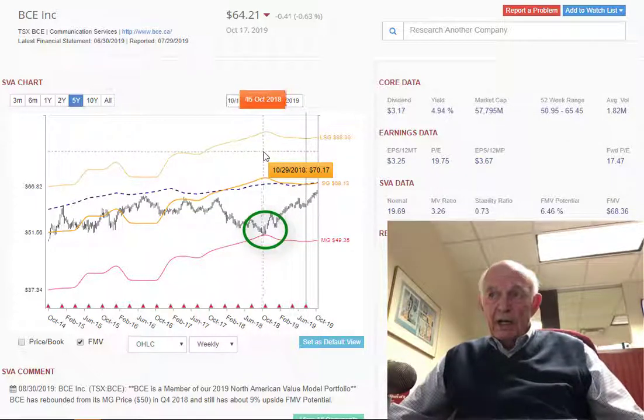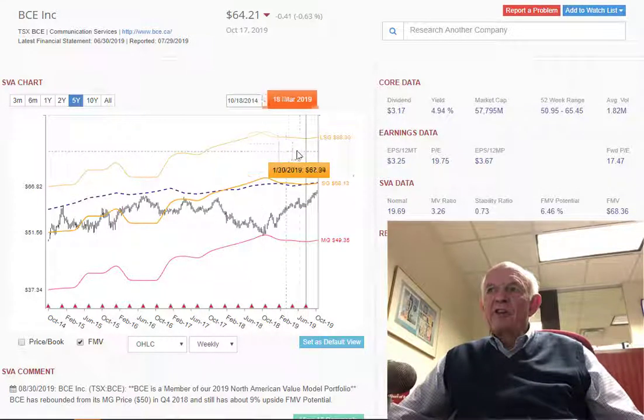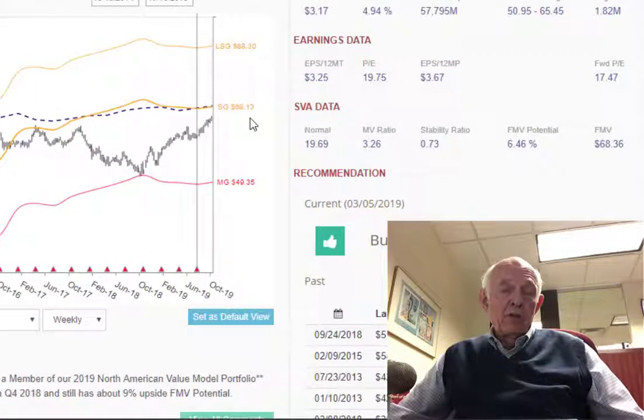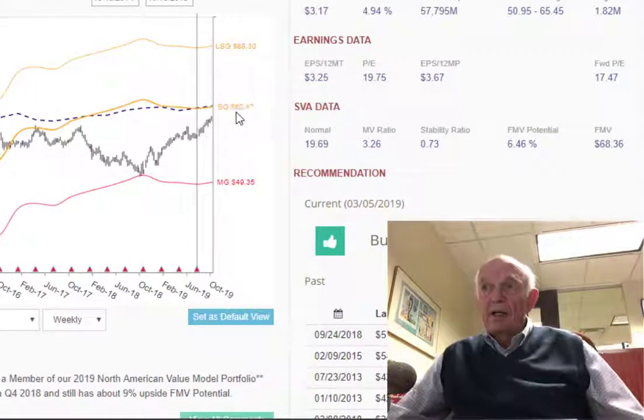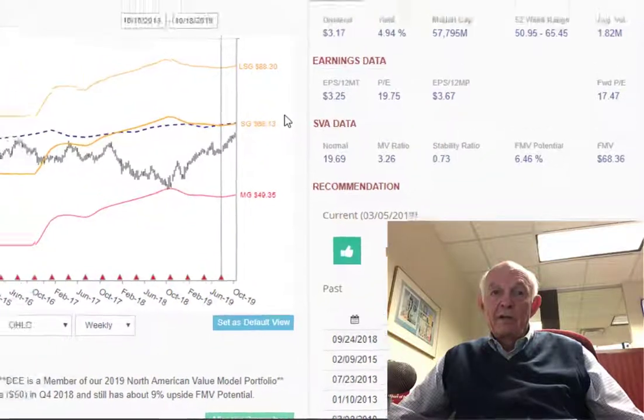This stock is and has been in our model portfolio for some time, and it's had a nice run. But look how close it is getting now to not only its super growth price, which is 3.5 times book value, as I think I've mentioned many times before, a very, very key level, but it's also getting very, very close to its fair market value. The stock, based on its history, is not going any further than that.